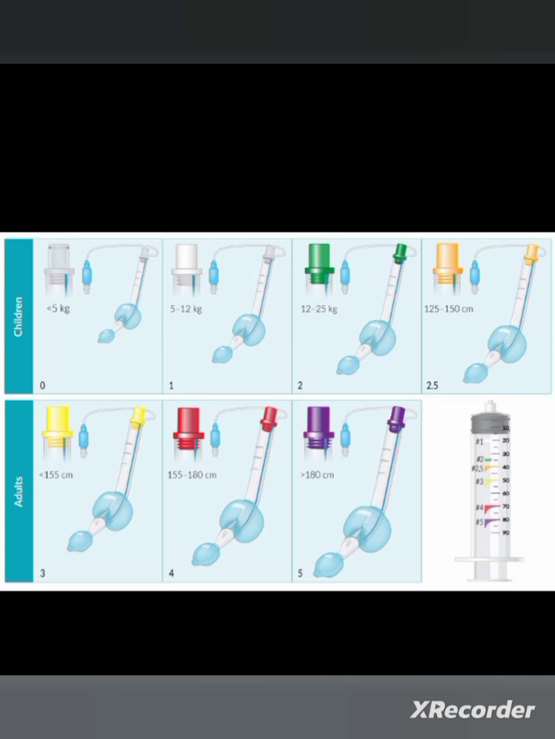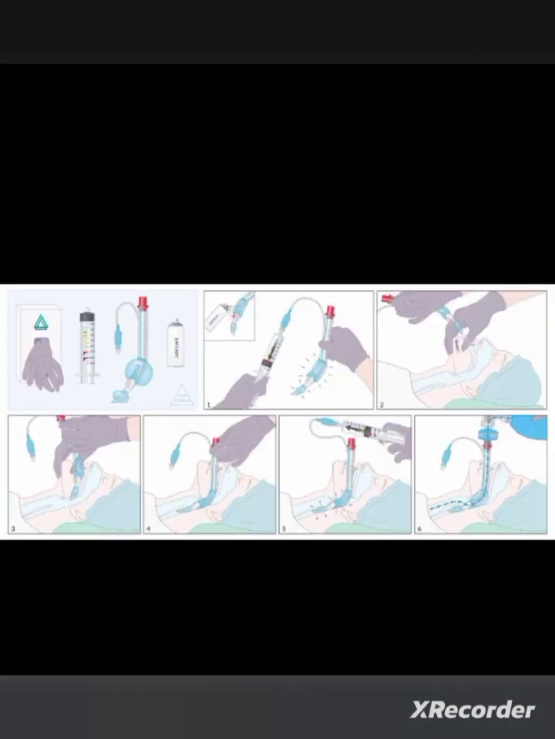Another tube is the combi tube or double lumen airway tube. It's a type of endotracheal tube which is used in tracheal intubation during thoracic surgery and other medical conditions to achieve selective one-sided ventilation of either the right or the left lung. In this picture you can see the procedure.